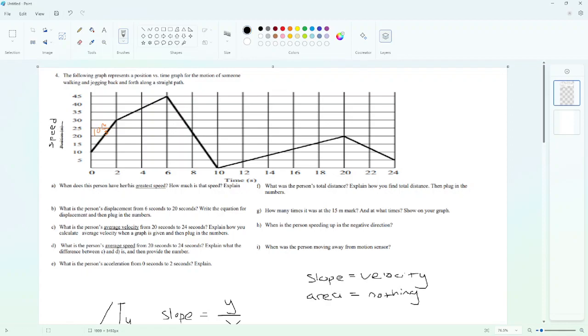Okay, so what about from here to here? Well, we're dealing with a change of 4 seconds. 6 minus 2 is 4 seconds. And from here to here, we're dealing with a change of 15. So 15 divided by 4. It's going to be 3.6 repeating, I believe. So 3.6 repeating meters per second.